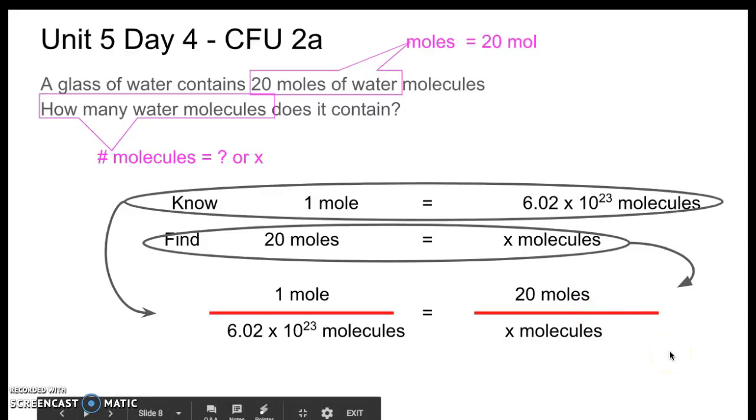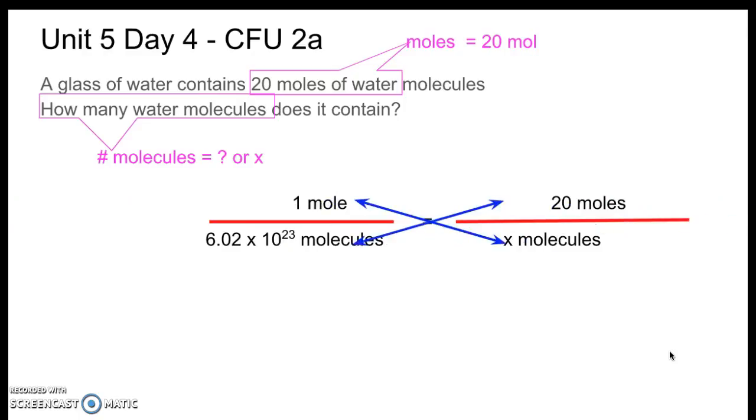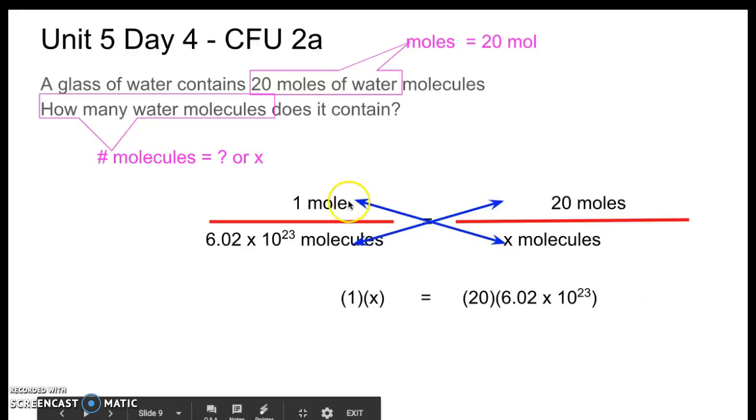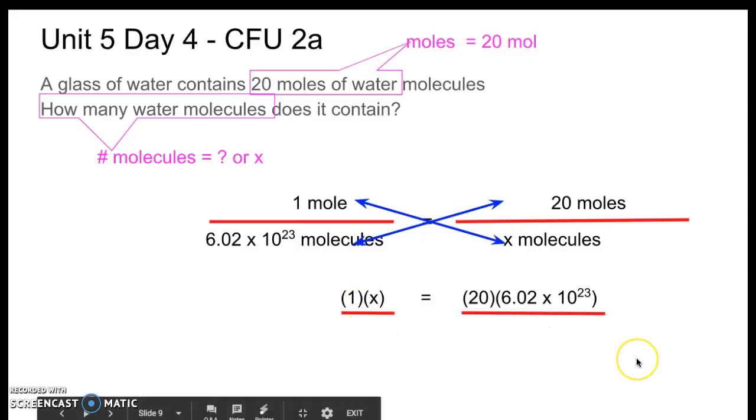Okay, once we have our two fractions set up, we can go ahead and solve using cross multiplication. So here are our fractions again. They're set equal to each other. I'm going to cross multiply, and I have 1 times x, so that gives me this information here. 20 times 6.02 times 10 to 23, which gives me that information there. I want to isolate my x, so I'm going to divide both sides by 1. And when I do that, I get this number here. X is equal to 120.4 times 10 to the 23, or if you want to write it in scientific notation, 1.204 times 10 to the 25.